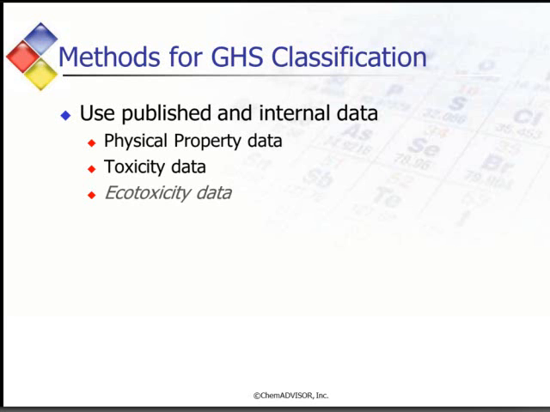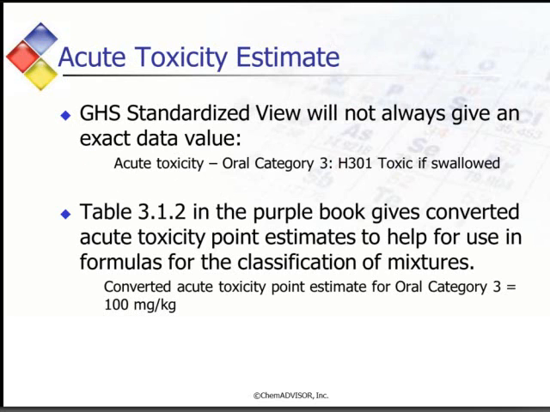The acute toxicity estimates that are allowed for within GHS may be drawn from looking at the GHS standardized view. Sometimes we have a specific toxicity value, an LD50 value. Other times we have simply a classification and we need to convert that to a number that we can use in our mixture classification in the additivity formula. So for example, material that is classified as acute toxicity oral category 3 would have a converted acute toxicity point estimate of 100 milligrams per kilogram.